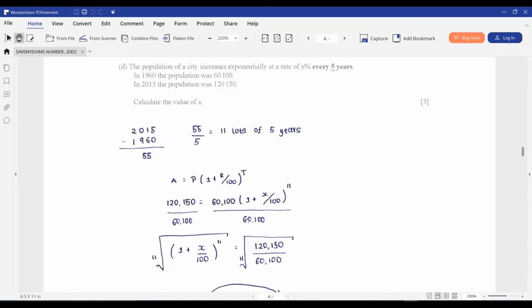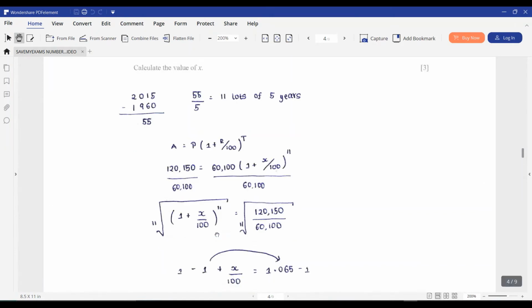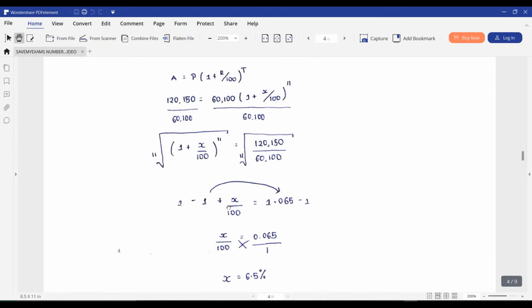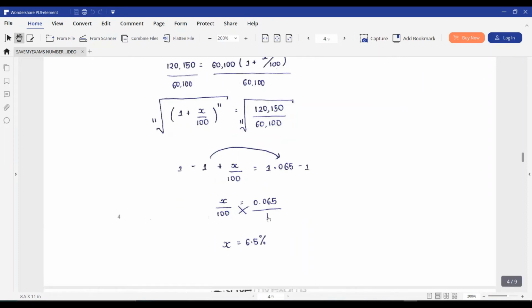We want to isolate X, so divide both sides by 60,100. After doing that, we'll be left with something like 1 plus X over 100, the whole thing power 11, equals 120,150 over 60,100. We want to root 11 on both sides to remove the power here. That would give us 1 plus X over 100 is equal to 1.065. We would either move 1 there or subtract 1 from both sides. This would leave us with X over 100 is equal to 0.065. Cross multiply and you should get that X is equal to 6.5%.